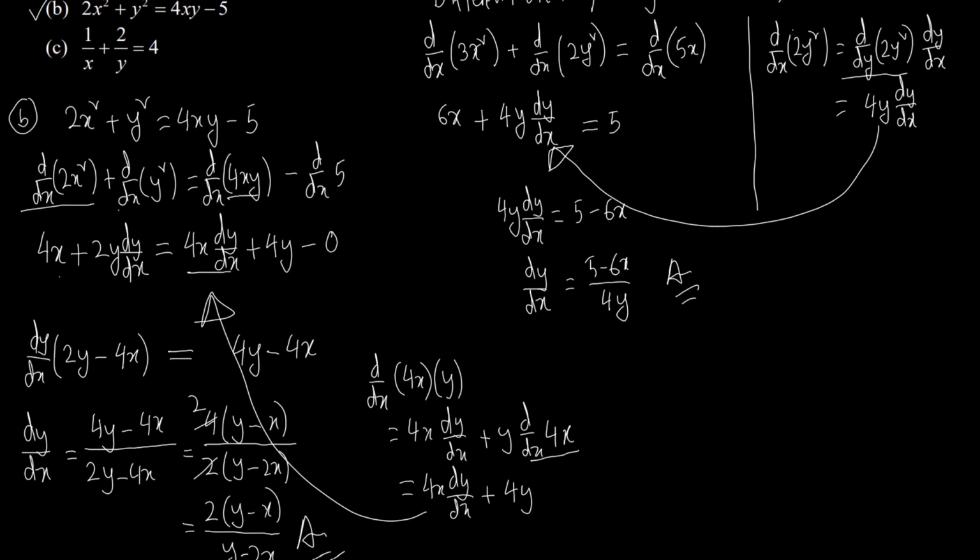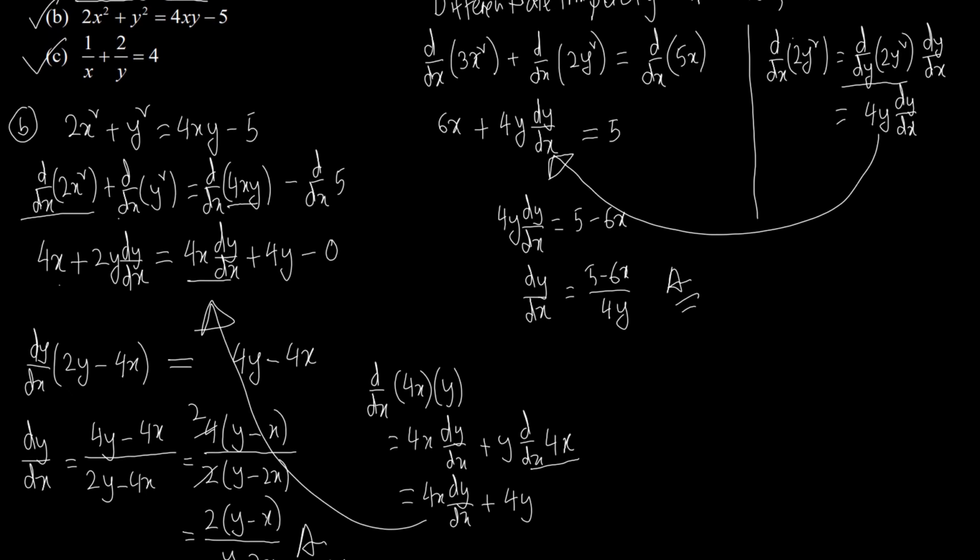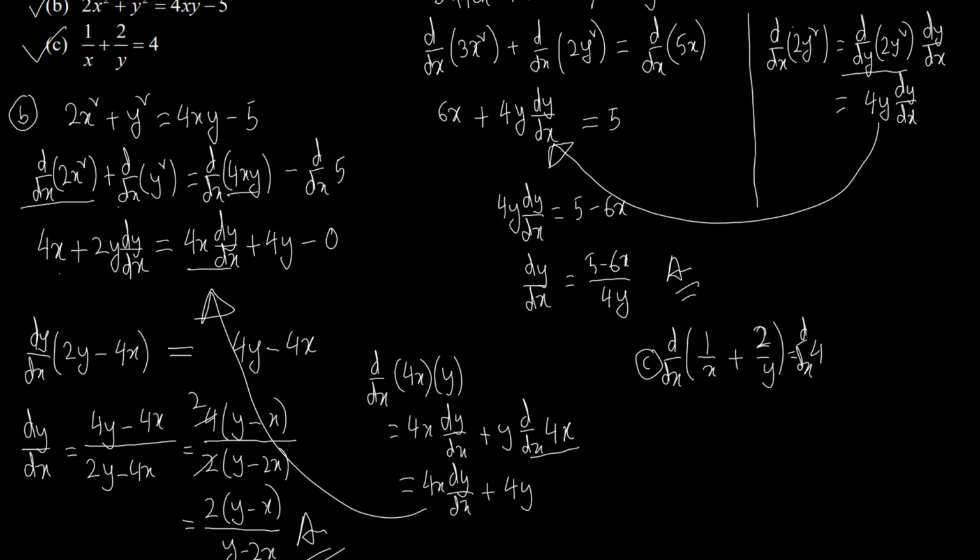The third question is part C, which we prepared for you: 1 by x plus 2 by y equals 4. Differentiate with respect to x again. On both sides we apply the differentiation, d by dx of the whole thing. From the left side we get minus 1 by x square, we know that, right? And from here we get minus 2 divided by y square, dy by dx, according to the rule of differentiation, and on the right side we get 0.